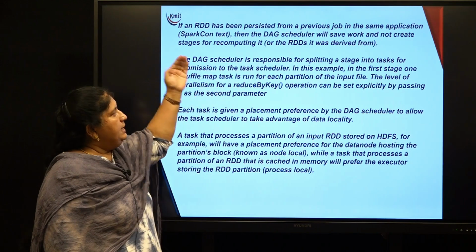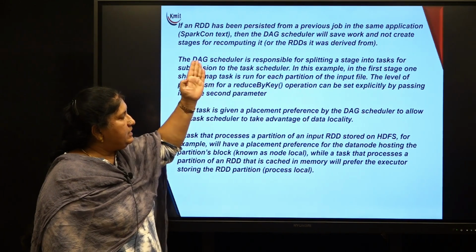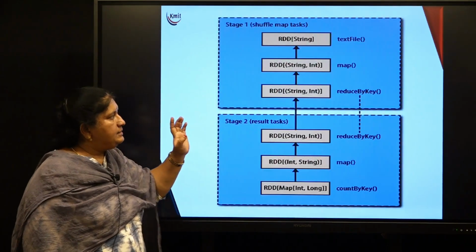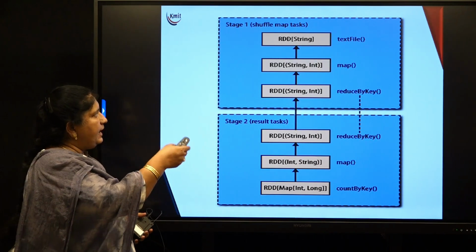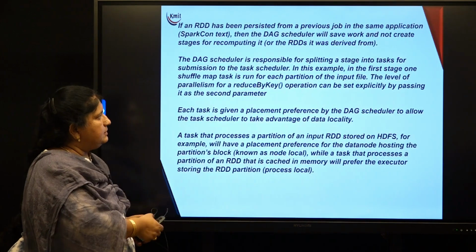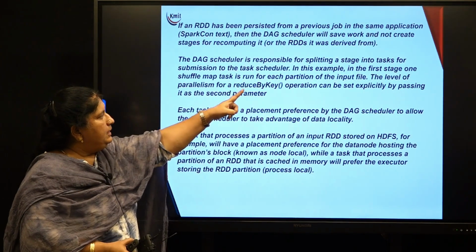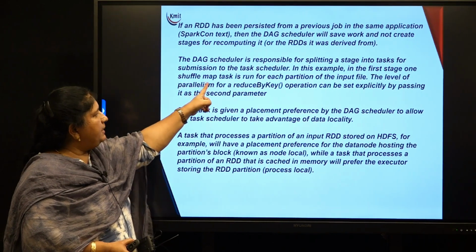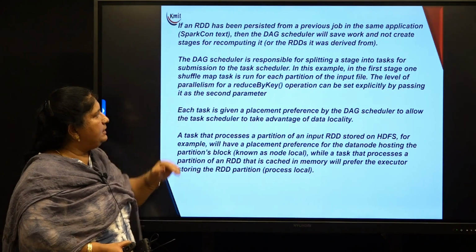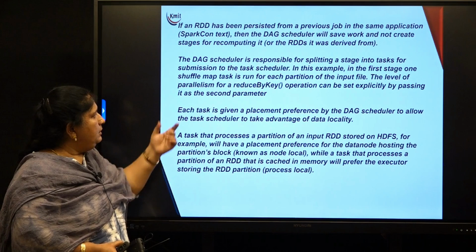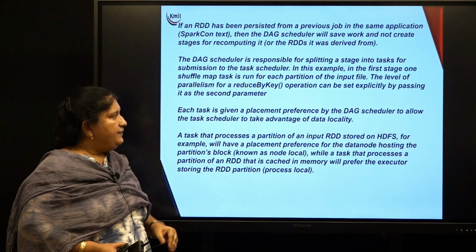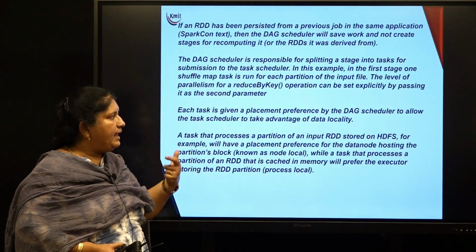The DAG scheduler is responsible for splitting a stage into tasks for submission to the task scheduler. So, in our example, what is the number of stages we have? You have map tasks, shuffle map tasks and result tasks. In the first stage, one shuffle map task is run for each partition of the input file, and the level of parallelism for a reduceByKey operation can be passed as the second parameter. Each task is given a placement preference by the DAG scheduler.